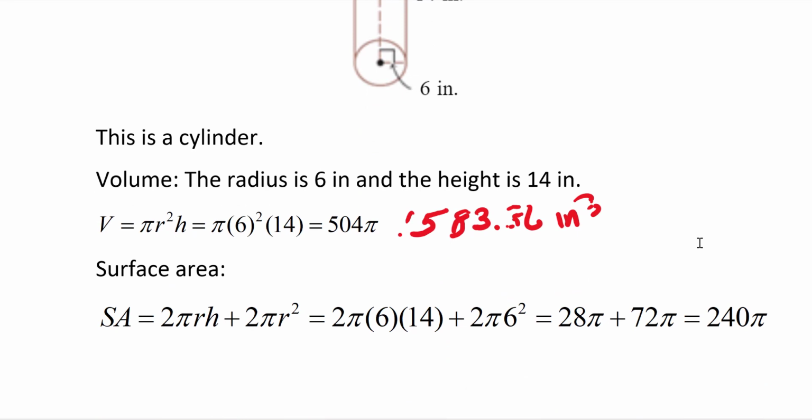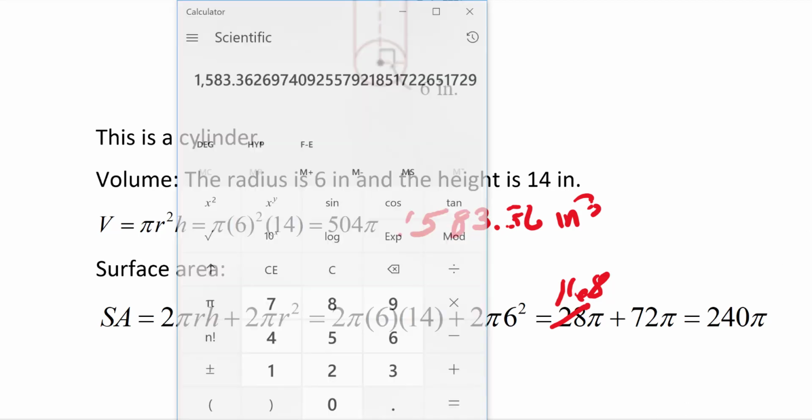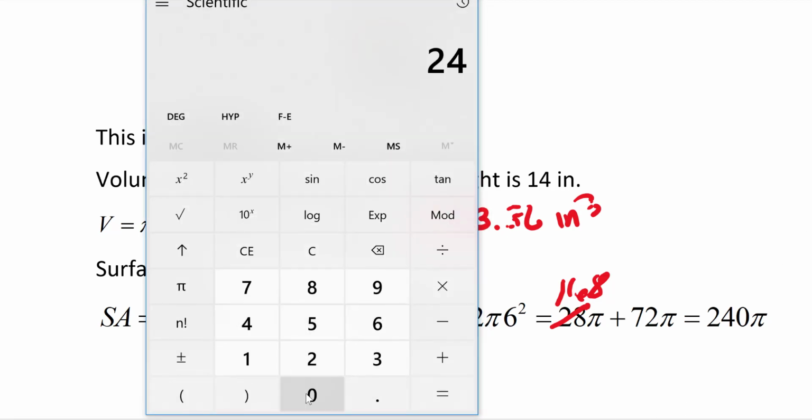The surface area, here's the formula, and I went ahead and simplified down to pi, so I've got 28 pi plus 72 pi. Oh, that's not right. Let me just change the first number there. It should be something different than 28. 2 times 6 times 14 should be 168. 168 plus 72 is 240 pi is the correct answer there. And then I'm going to take 240 and multiply by pi.